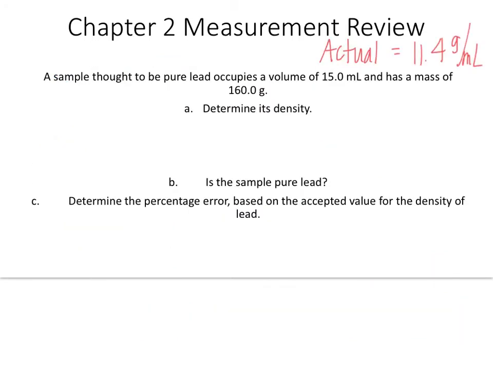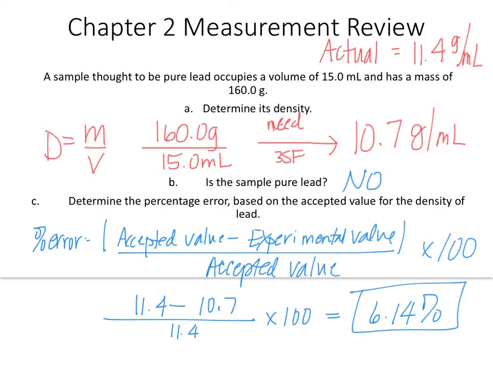So this problem is on density. It wants you to calculate the density and then determine if it's pure lead, and then it wants you to figure out the percent error based on if it was the density of lead. So I want you to pause the video if you haven't already worked this, and stop and work it. If you have already worked it out, just keep playing. Okay, so you should have gotten a density of 10.7 grams per milliliter.